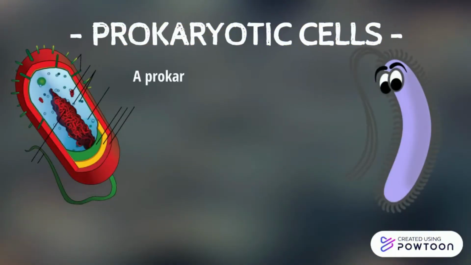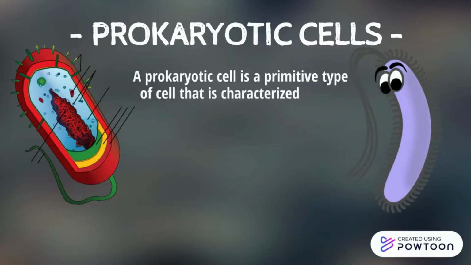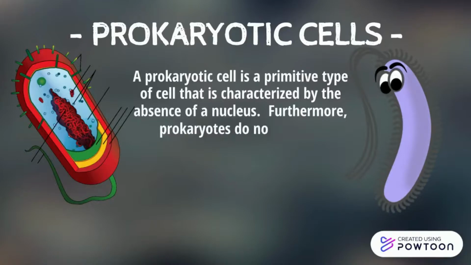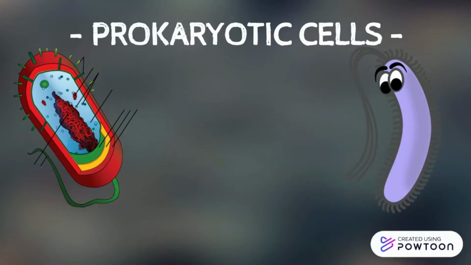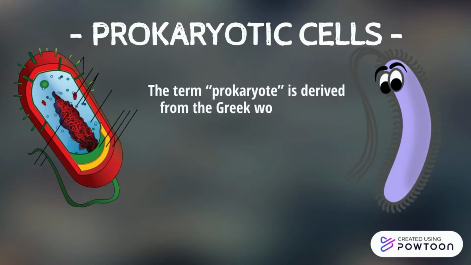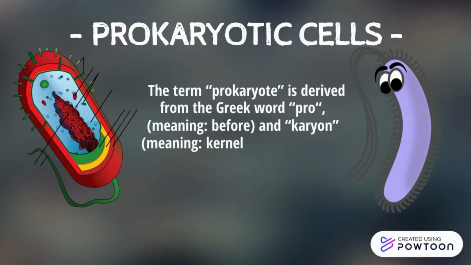A prokaryotic cell is a primitive type of cell that is characterized by the absence of a nucleus. Furthermore, prokaryotes do not possess membrane-bound cellular organelles. Prokaryotes are exclusively unicellular. The term prokaryote is derived from the Greek word pro, meaning before, and karyon, meaning kernel. It translates to before nuclei.